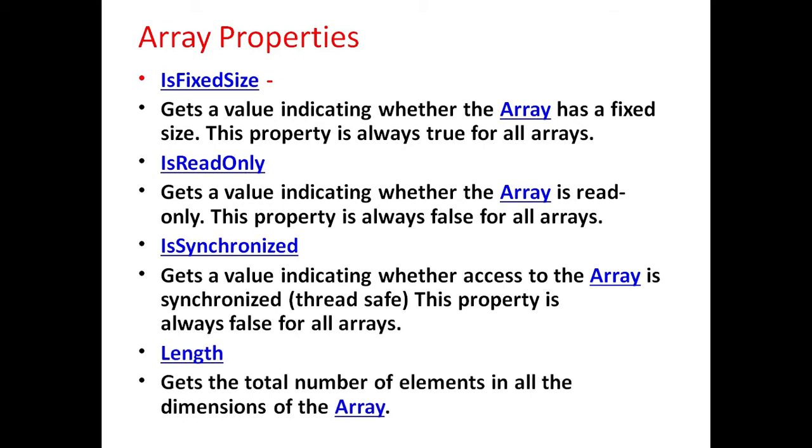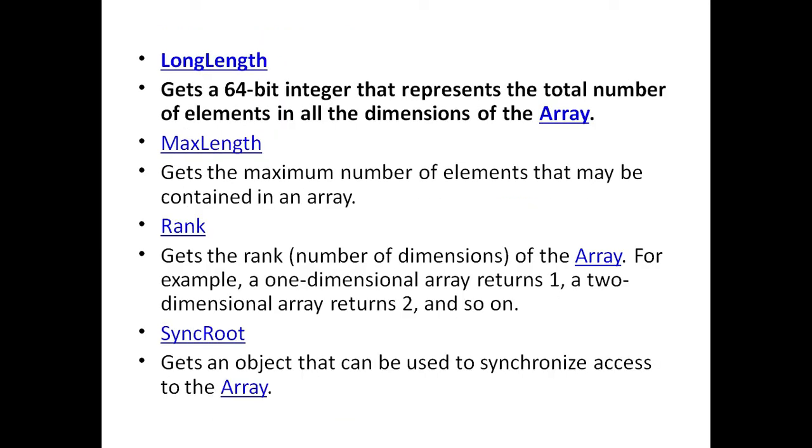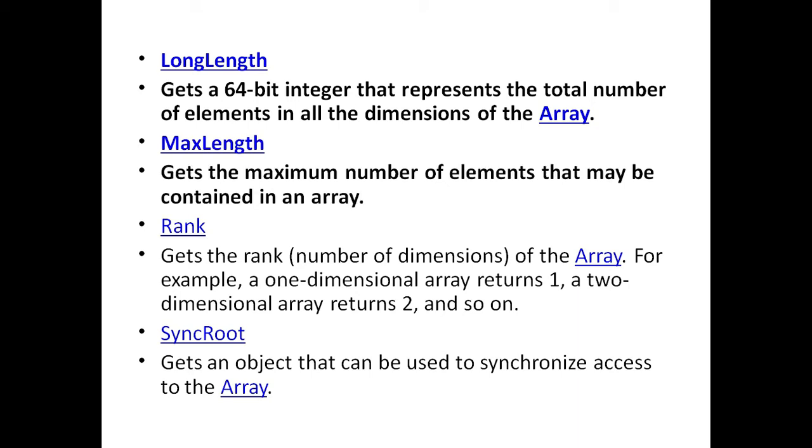Next is length. Gets the total number of elements in all dimensions of the array. Then long length gets a 64-bit integer that represents the total number of elements in all dimensions of array. Max length property is used to get the maximum number of elements that may be contained in an array.